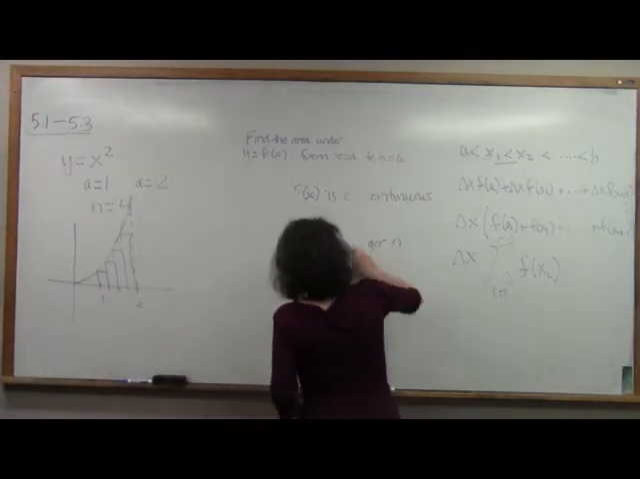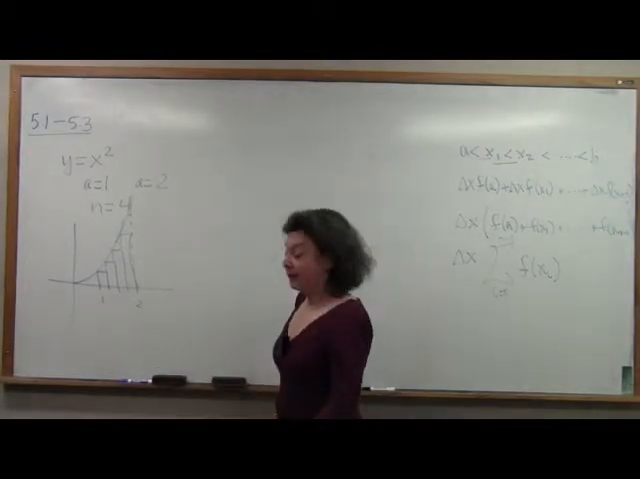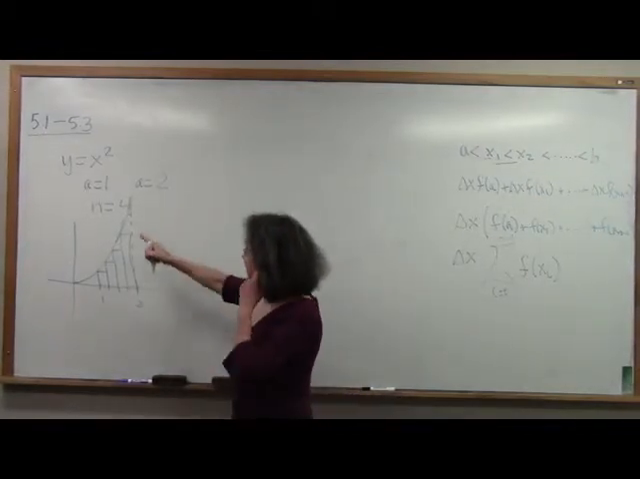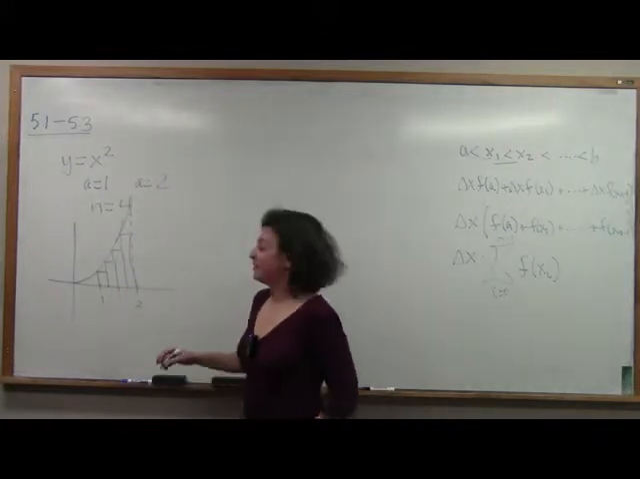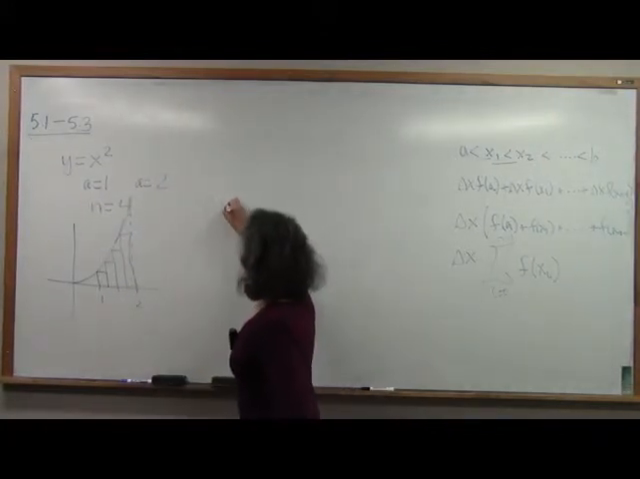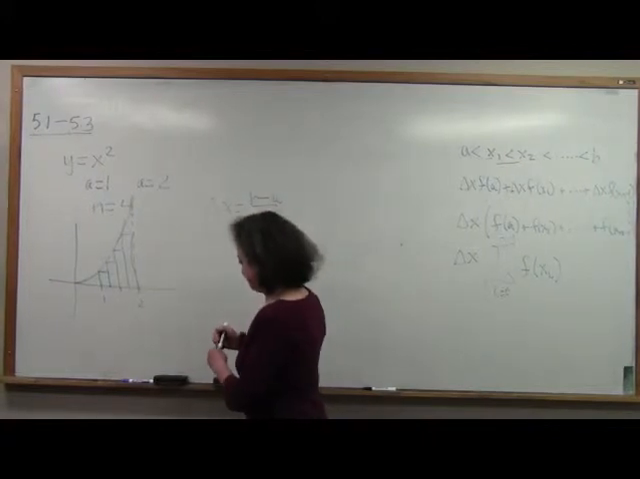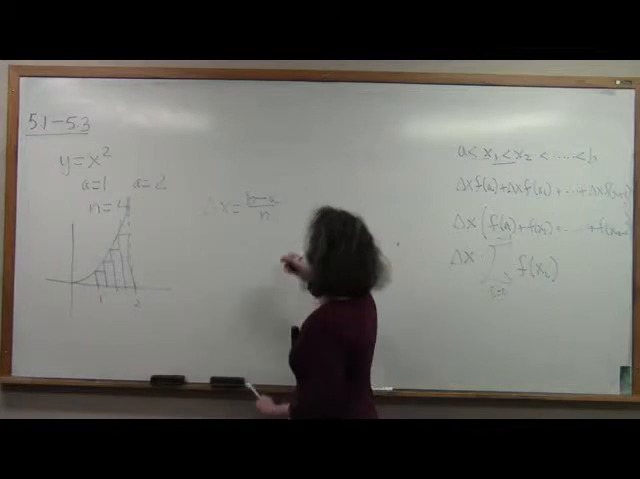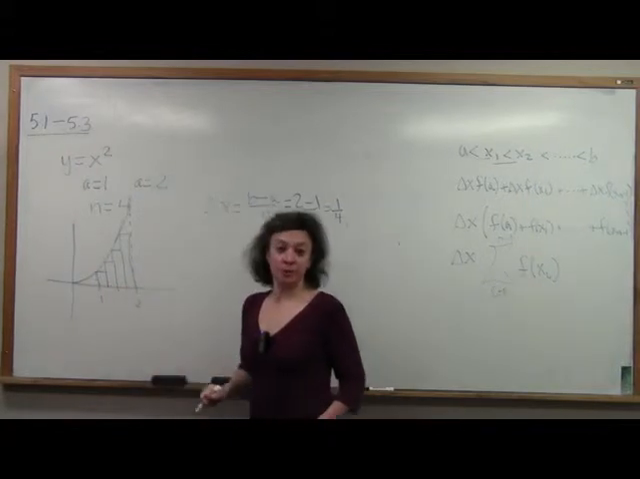But let's see what we get if we actually do this. Okay? Well, how would we find the area? First off, we need to know what length each of these subintervals has. And again, we have delta x is b minus a over n. So we have 2 minus 1 over 4. So each of these has a length of 1/4.